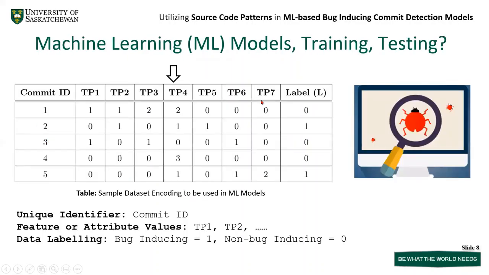Now, these encoded token pattern values or token sequences can be applied to train a machine learning model, and we will keep a part of the data aside. Here we have kept 30% of the data for testing and 70% for training. The commit ID will uniquely identify each commit. So those feature values will represent those commits in the machine learning model, and the label tells us whether the commit is bug inducing or not.